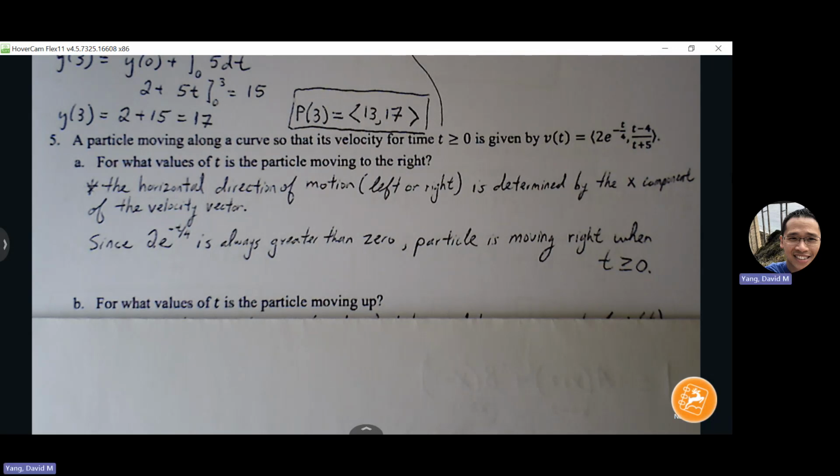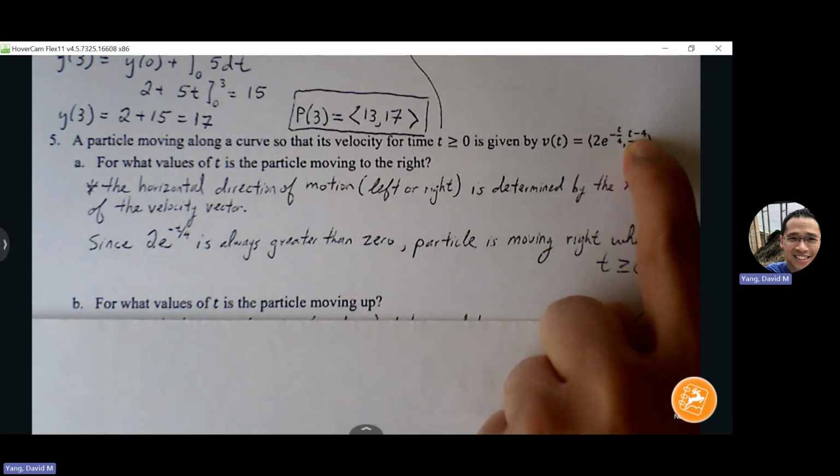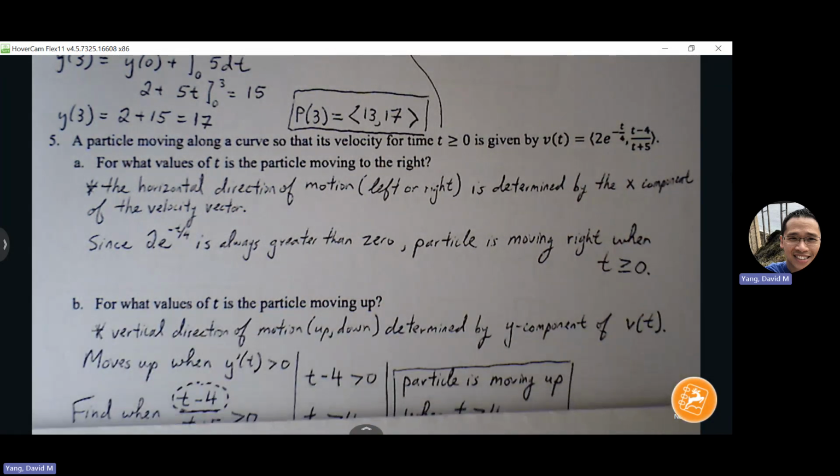We have t greater than 4, right? Yes, numerator and denominator both need to be positive, but we take the more restrictive condition. The denominator only needs t greater than or equal to -5, which is less restrictive, but t greater than 4 is more restrictive. So we just take the more restrictive one, and that will guarantee that if t is greater than 4, my numerator is always positive, my denominator is always positive, and I guarantee a positive vertical component.